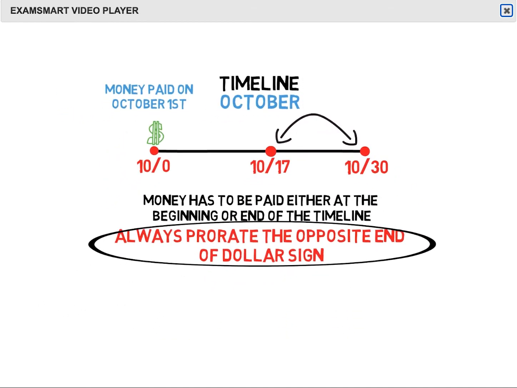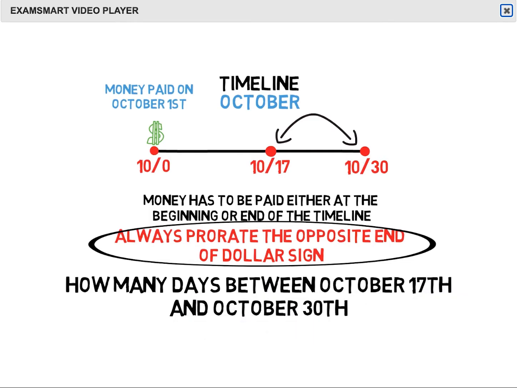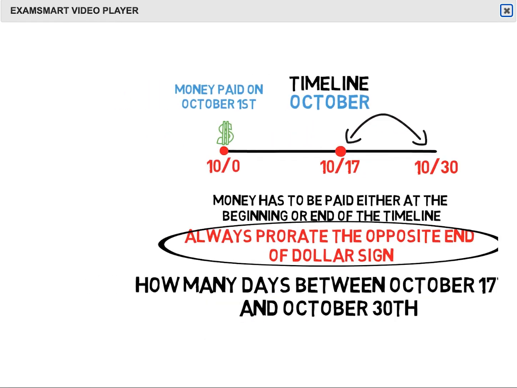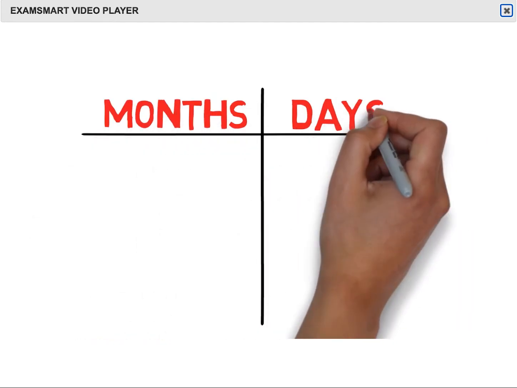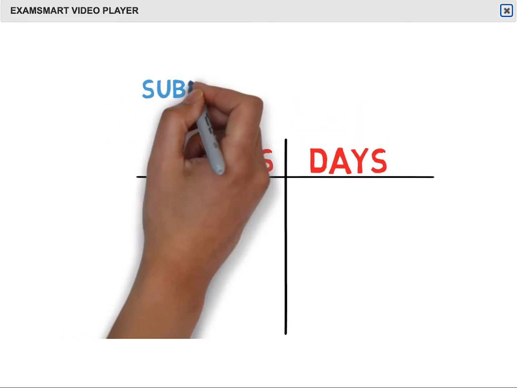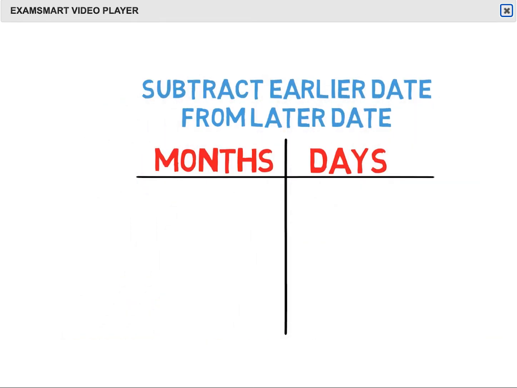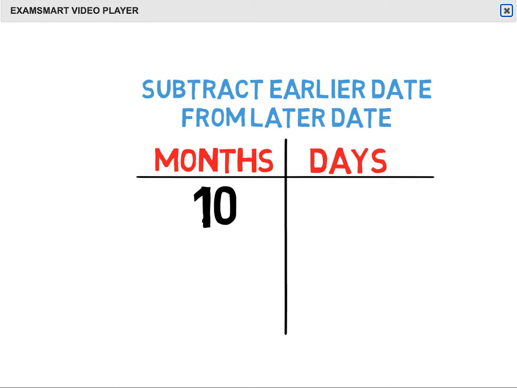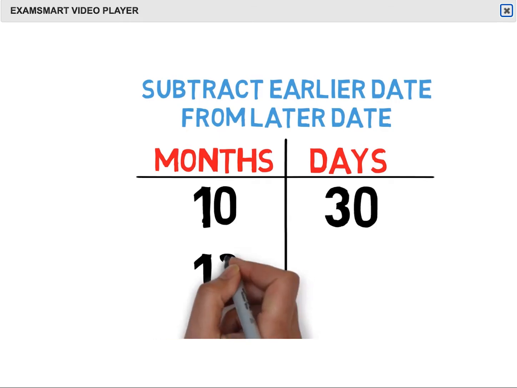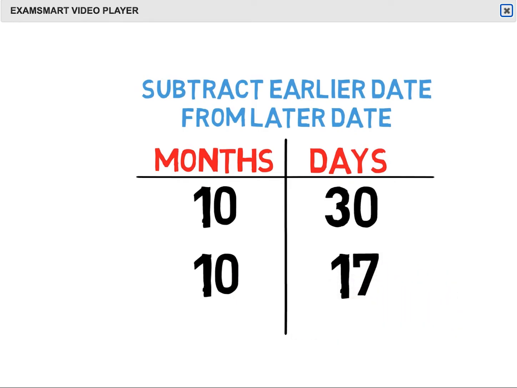In this case, we need to know how many days we have between October 17th and October 30th. Let's draw two columns. The first column headed months, the second column will be headed days. We will subtract the earlier date from the later date. So right underneath our columns for months and days, we put the number 10 under months for October, and under the days we'll put 30 for October 30th. Then below that we will subtract October 17th. So under months we put 10, under days we put 17.